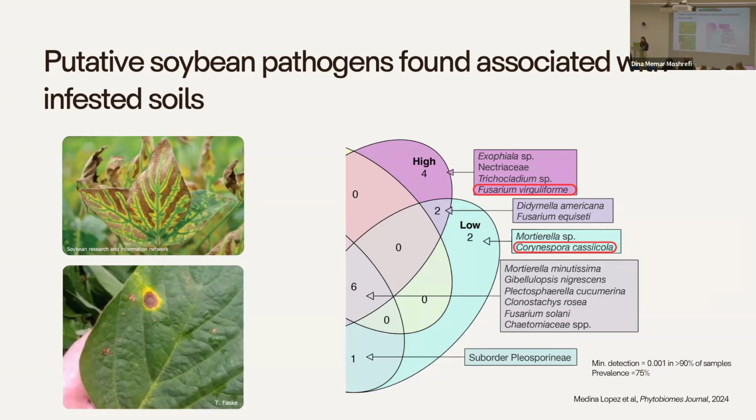Another interesting fungus that was associated with low levels of soybean cyst nematode abundance was Corynespora cassiicola. And this is the causal agent for target spot of soybean. However, it hasn't been reported in Ohio yet.